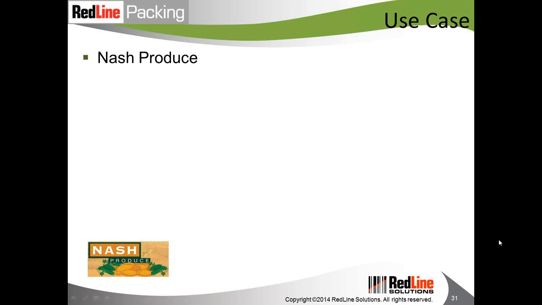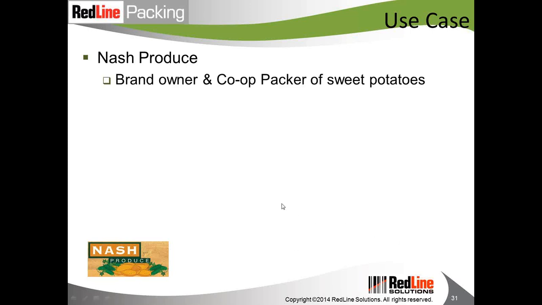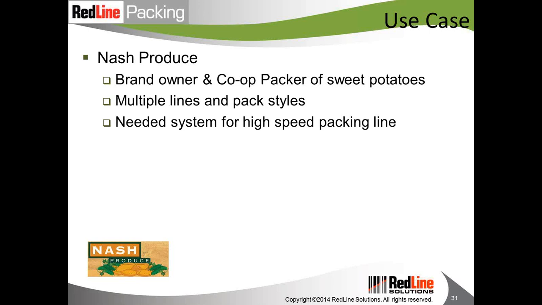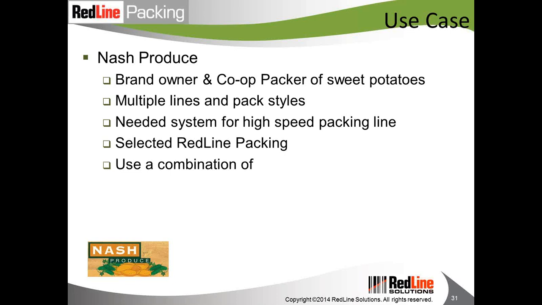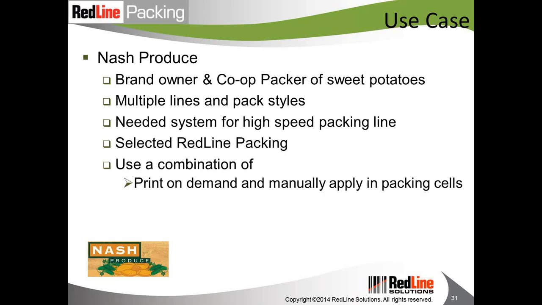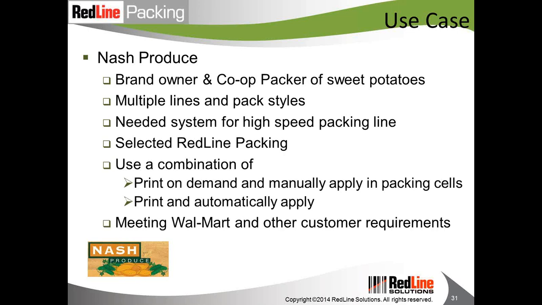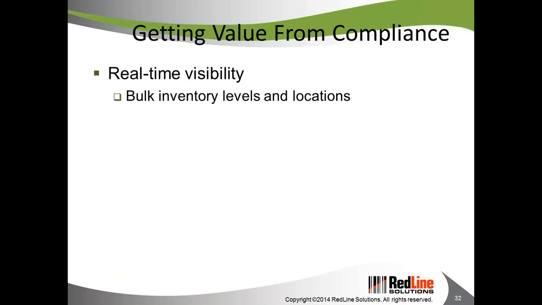One of our customers using this is actually Nash Produce, and they are a brand owner and co-packer of sweet potatoes with multiple lines and pack styles. They needed a high-speed packing system, and they selected Redline Packing for that job. They do a combination of print on demand as well as manually print and apply onto products, as well as a print and apply system. And they are meeting not only the Wal-Mart requirements, but also other customers.